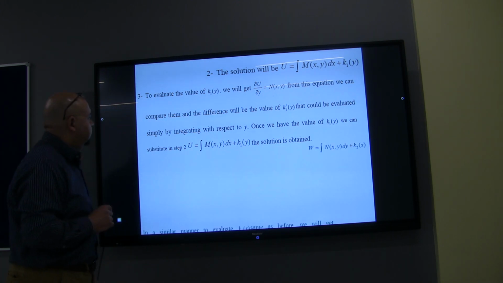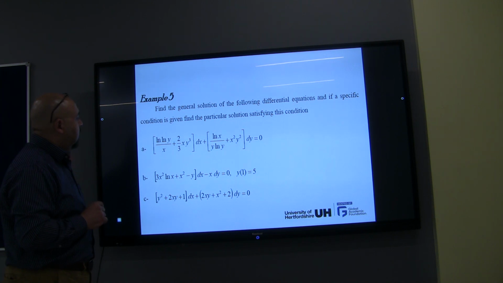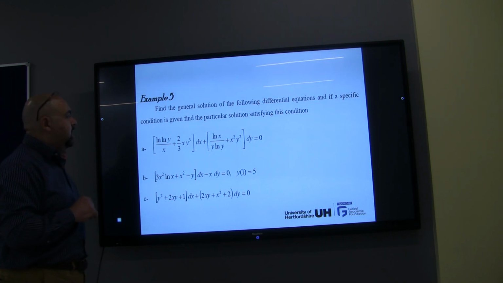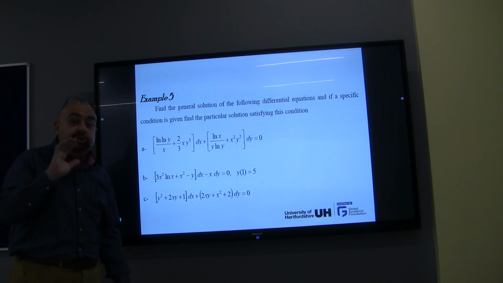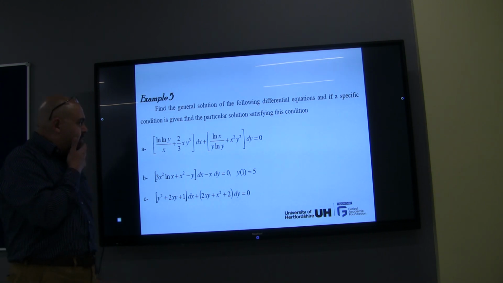Let's see. I want to solve these problems. I will start with the first one. The exact differential equations are really very easy to determine or to choose this method.